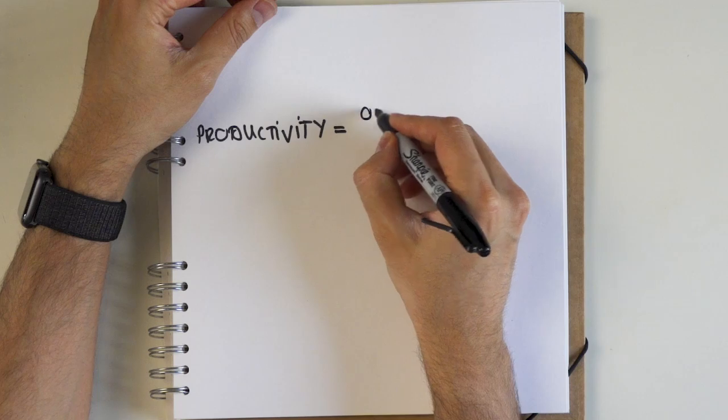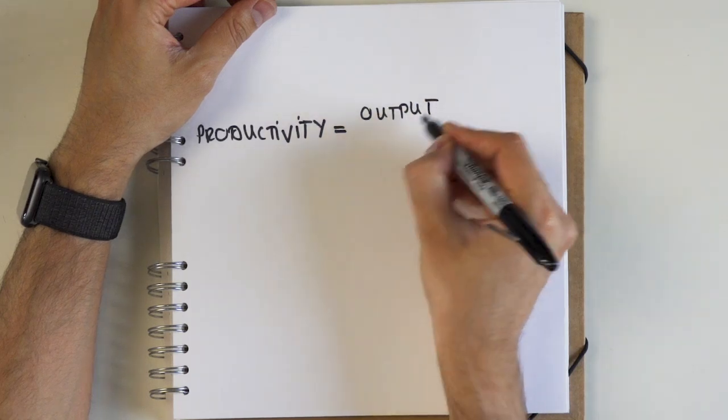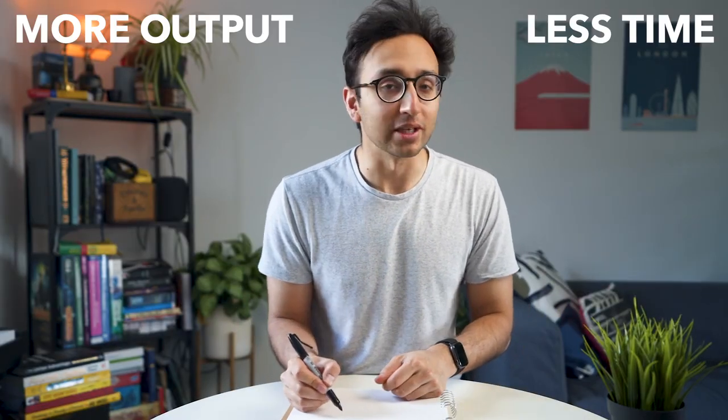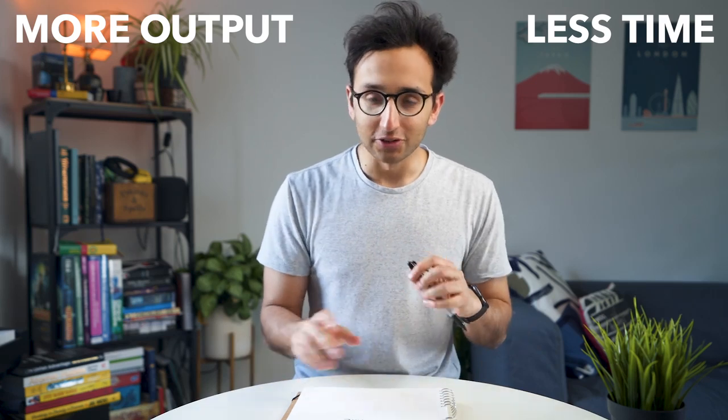In a way, productivity equals output divided by time. So the more output we can generate, the more productive we are. The less time that we can generate it in, the more productive we are. So those are two components of the productivity equation. But there are two more, and they're arguably the more important ones.